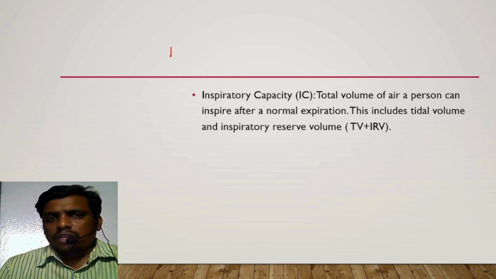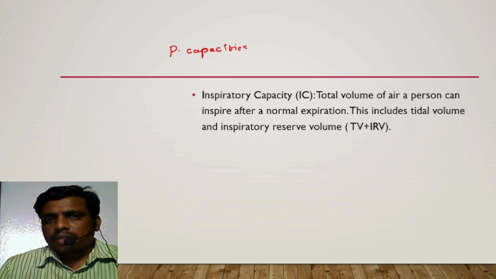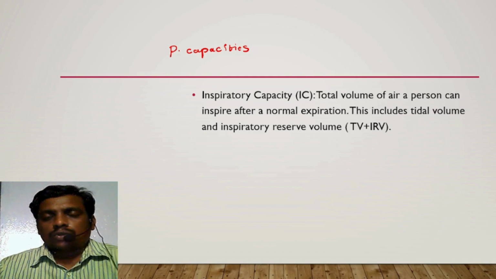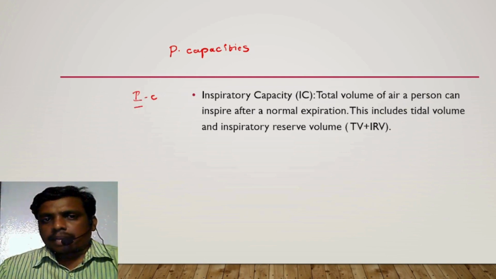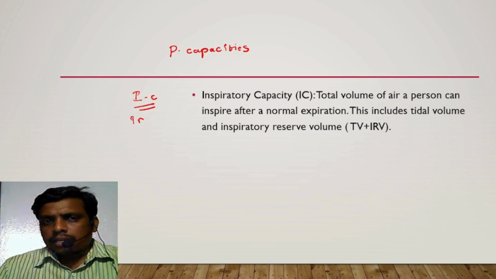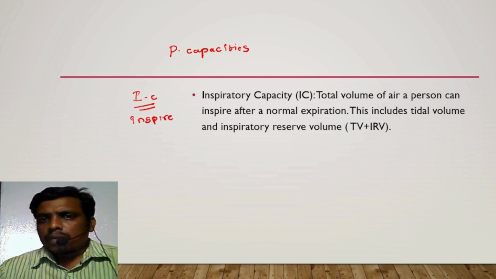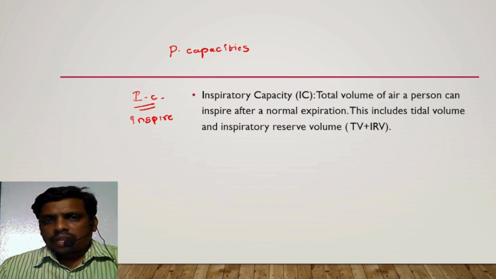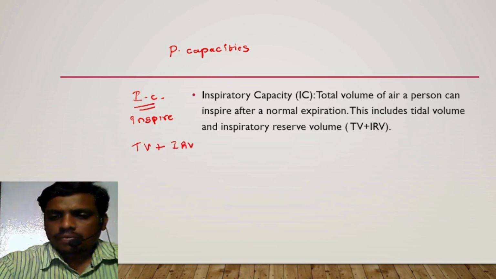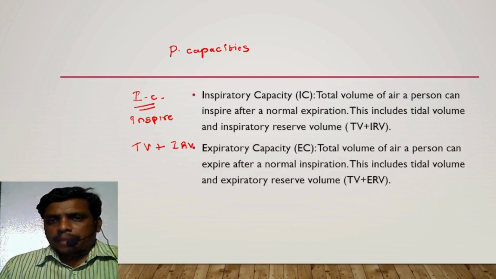Now, one more capacity is there. So here onwards we are going to learn pulmonary capacities. What are they? Pulmonary capacities. Up to the last slide, I told you the volumes. So, pulmonary capacities. First capacity, inspiratory capacity, which means the total volume of air a person can inspire after a normal expiration. Inspiratory capacity includes tidal volume plus inspiratory reserve volume.